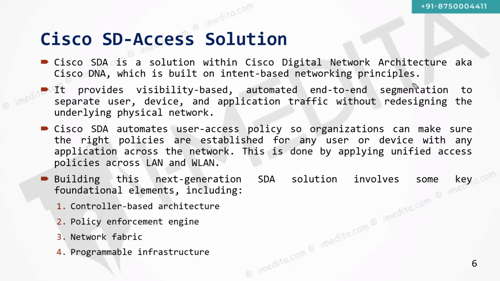It provides visibility-based, automated, end-to-end segmentation to separate users, devices, and application traffic without redesigning the underlying physical infrastructure. It says that if you already have built your campus area network, you don't need to redesign. You already have the access layer, the distribution layer, the core layer. It's all fine. You do not need to redesign or reconfigure the network. Let the network run as it is. We don't need to do any recabling or any extra cabling. Let the configurations run as they are.